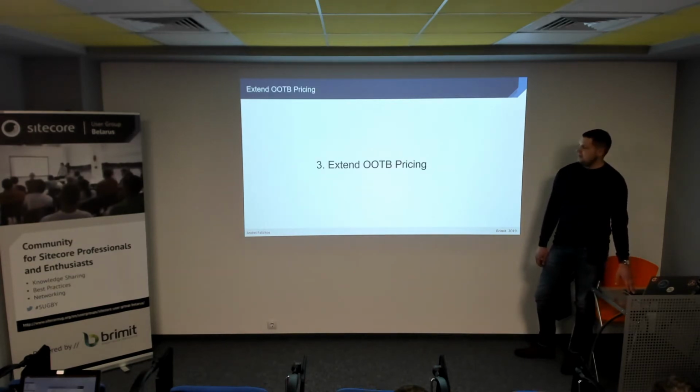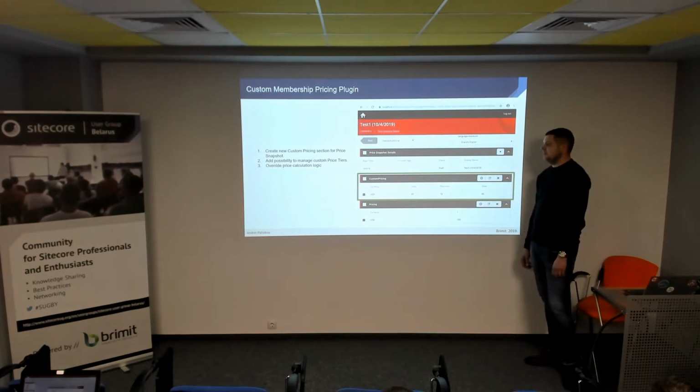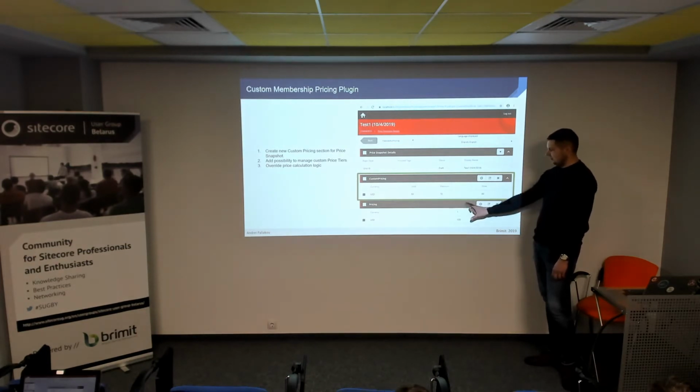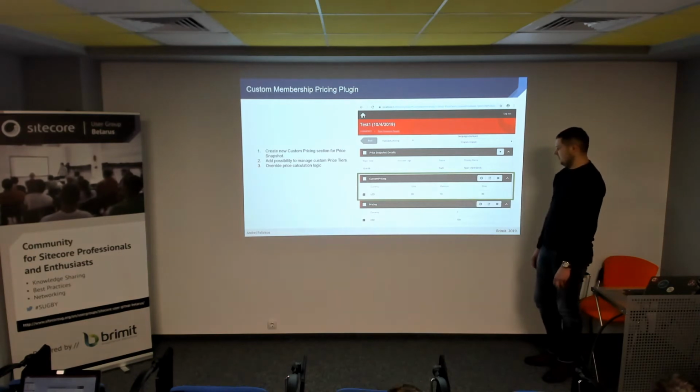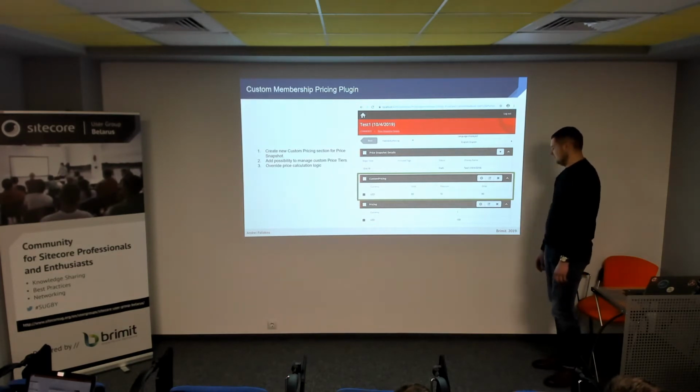So what I did in my case was try to extend the out-of-the-box pricing. If you're familiar with price books, when you create a snapshot, all you can see is a pricing section where you can define currency and quantity. Depending on quantity, you can set a different price. For example, you can sell one product for $10, but if our customer purchases 10 products, we will sell them for $95, something like that.